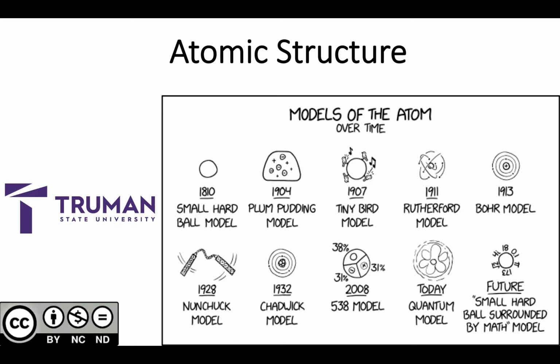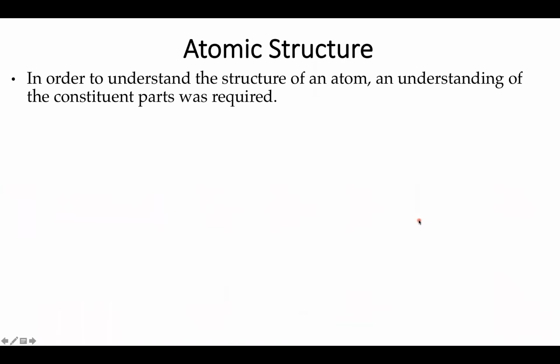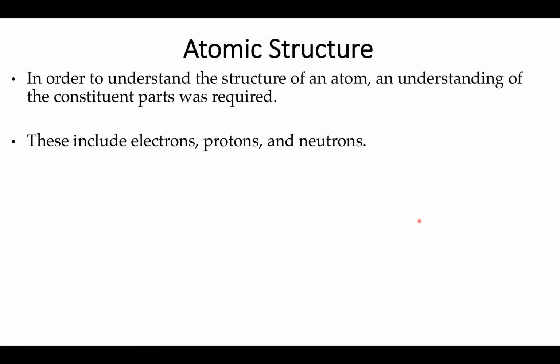It turns out a good way to do this is going through the historical models. Now, it's worth noting that some of these models on here are jokes and some of them are real, and it can be a little hard to figure out which ones are which. In order to understand the structure of an atom, we first need to know what the parts of an atom are. The three major constituent parts of an atom are the electron, the proton, and the neutron.